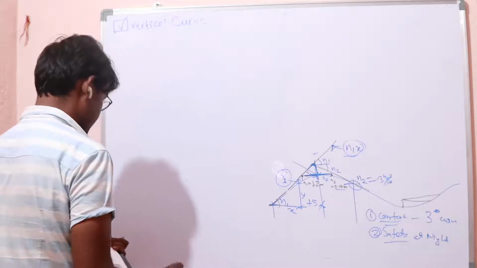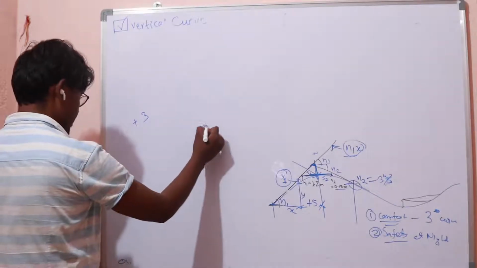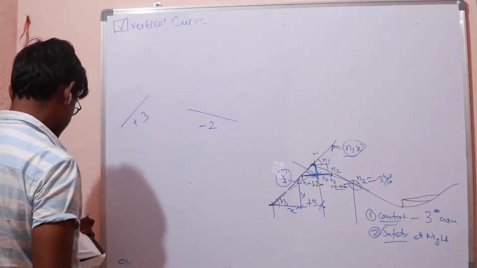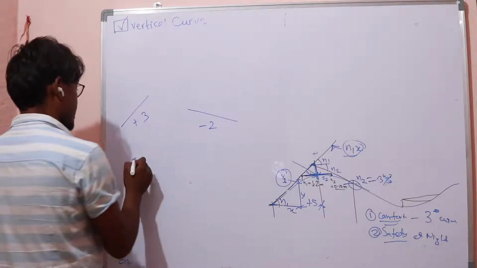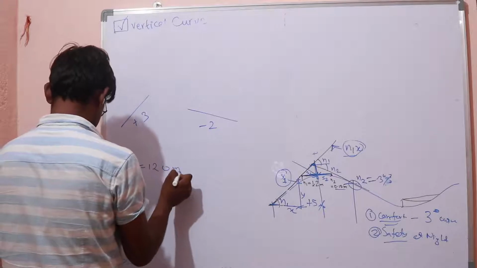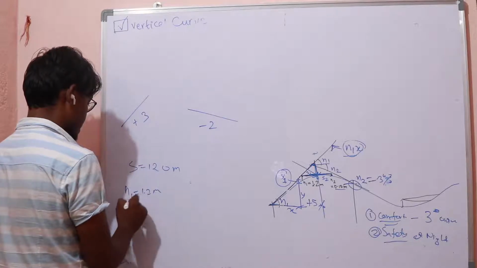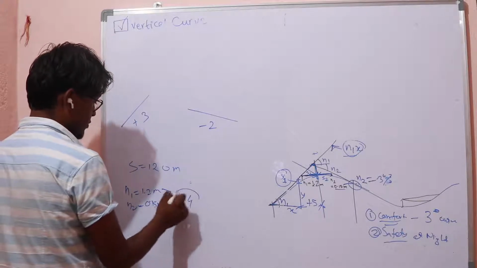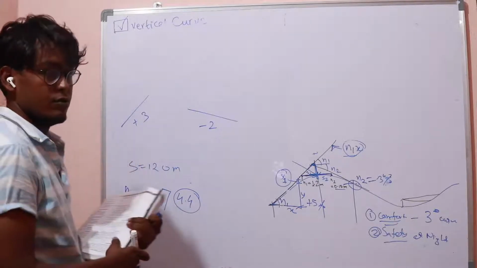Okay, next we will solve a problem based on the summit curve. What's given is that a 3% curve meets a minus 2% curve, for a design speed of 80 km/h. We have been given a stopping sight distance S equal to 120 meter, h1 equals 1.2 meter and h2 equals 0.15 meter. In that case we get 4.4, the constant that comes in the formula.